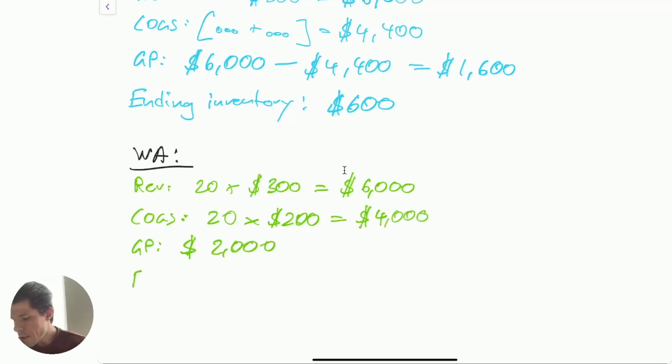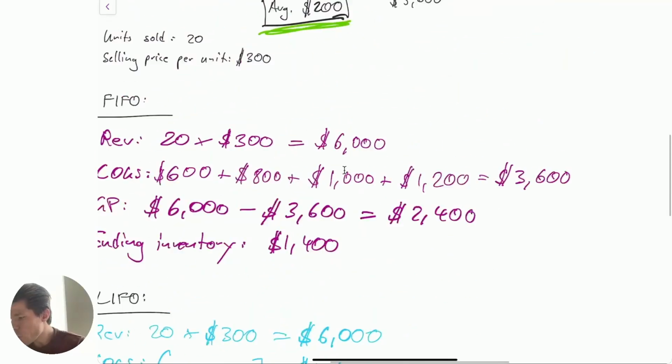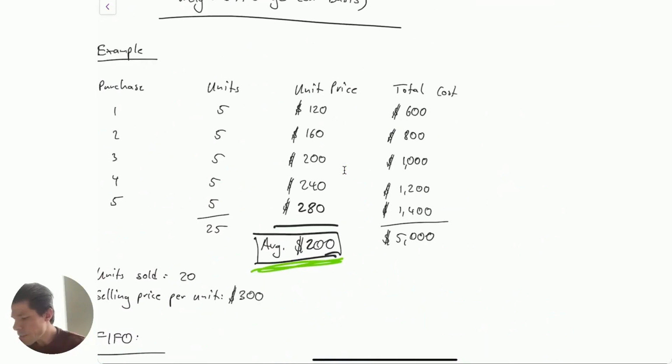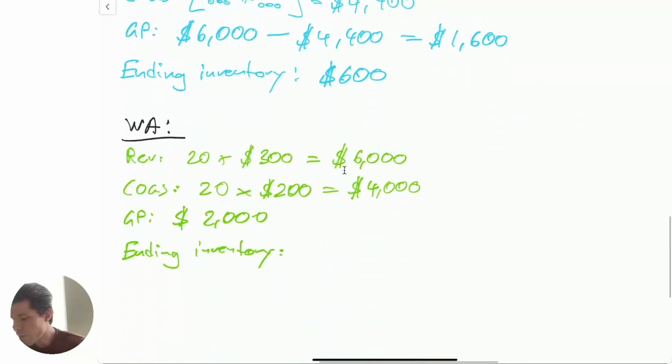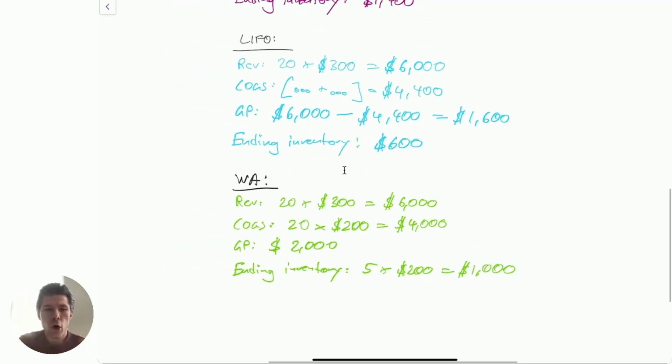and your ending inventory. Again, we don't need to look at single items. We are looking at our average price, which is 200, and we know we have not sold 5 units. So it's 5 times 200 equals 1,000. Yeah, so that's the overview.